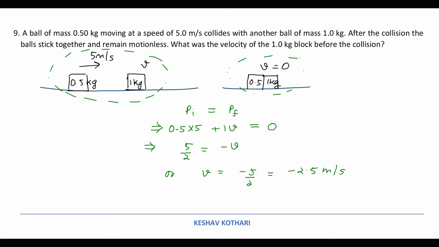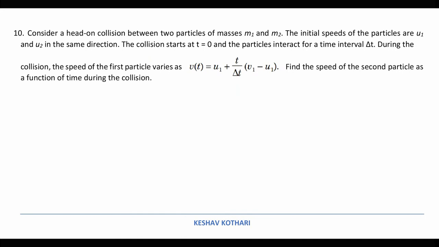Let us move to the next problem. Consider a head-on collision between two particles of masses m1 and m2. The initial speeds of the particles are u1 and u2 in the same direction. The collision starts at t equal to 0 and the particles interact for a time interval delta t. During the collision, the speed of the first particle varies with time given by this particular expression. Find the speed of the second particle as a function of time during the collision.